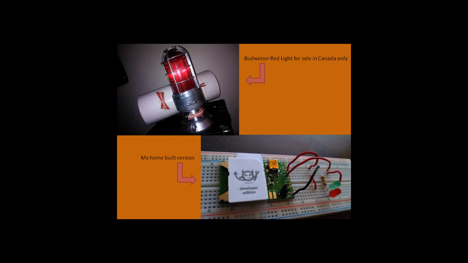This is an example of what I based my project off of. On the top left you'll see what looks like an actual Hockey Goal Light. This is produced by Budweiser. It is only for sale in Canada, which leaves us American hockey fans out of luck. So I decided to build my own home version, and that's what mine looks like on the bottom right.